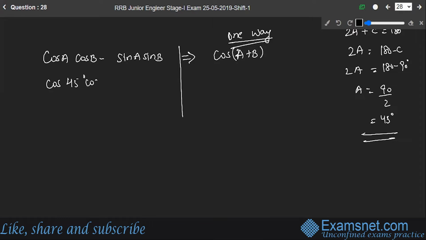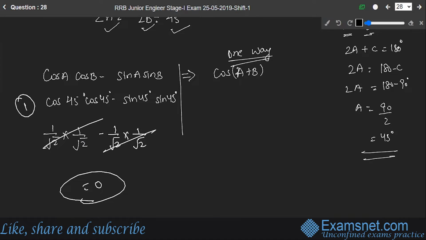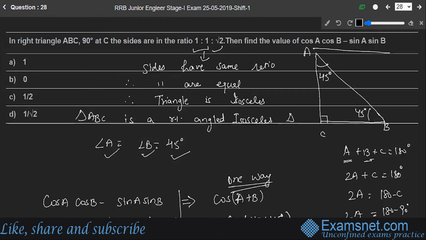So you have cos 45 cos 45 minus sine 45 sine 45. You know, cos 45 is 1 by root 2 and sine 45 is 1 by root 2. They will cancel out each other. This is equal to 0. Or this was one way, and here you can write cos 45 plus 45, which is cos 90, which is also equal to 0. So you can solve it either way. You will get your answer as 0 only. Hope you understood that. So that makes option B the correct answer.